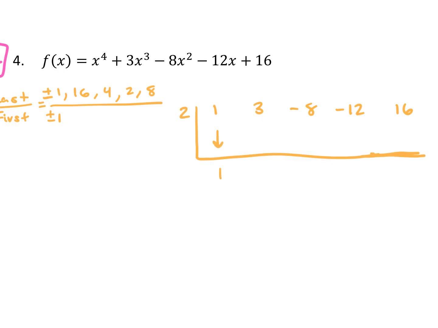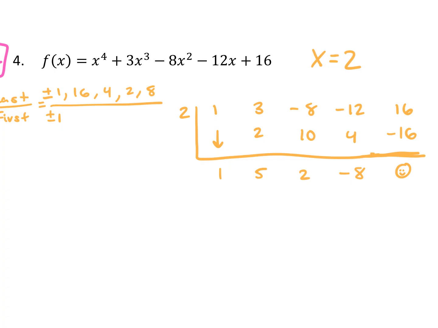So drop down the 1, multiply, we get 2. Add 5, multiply 10. Add, we get 2. 4. This would be -8, -16. Does it work? Yes, it works. So it works when you get a remainder of 0. So 2 is going to be one of our solutions.